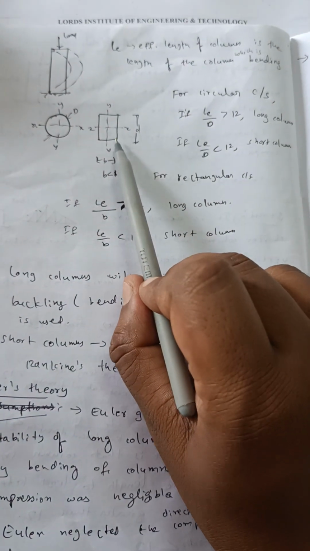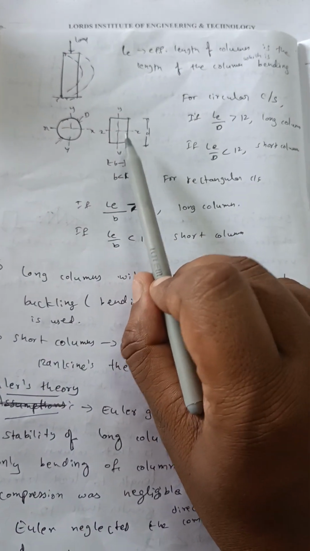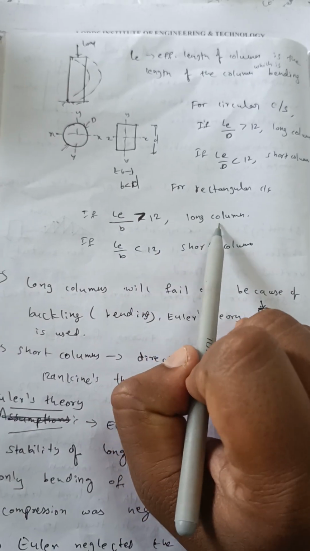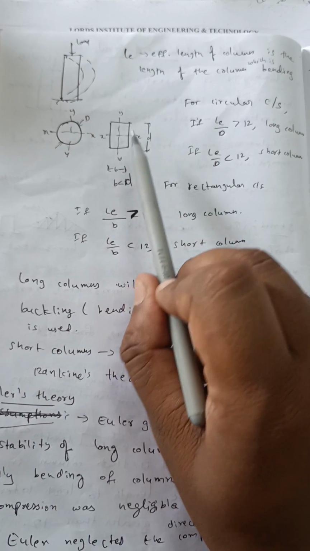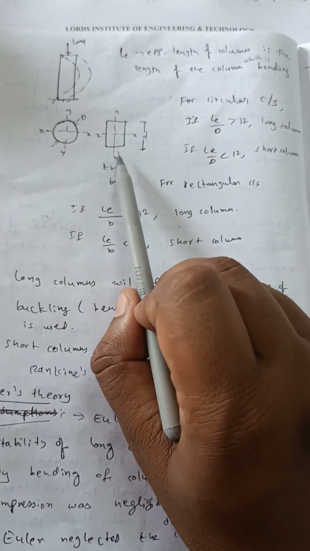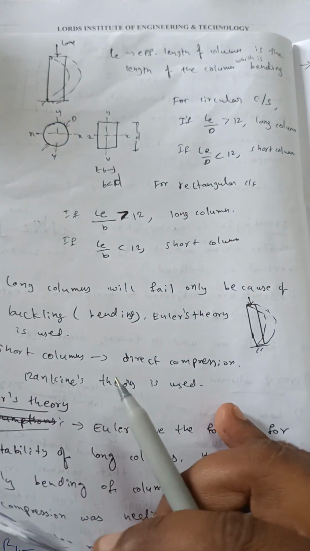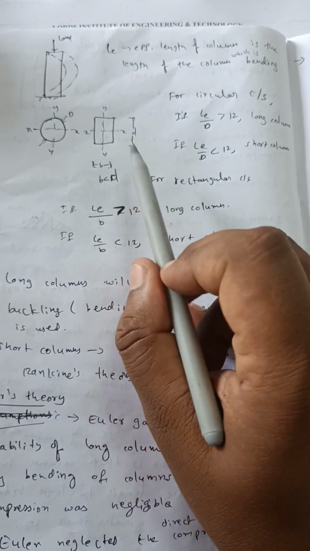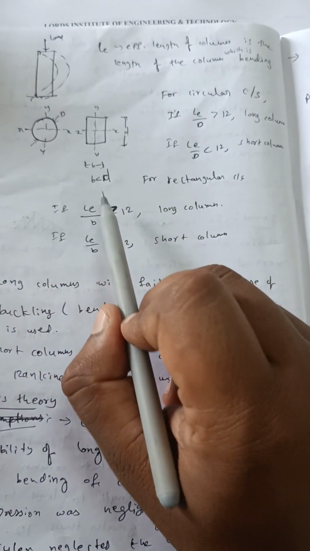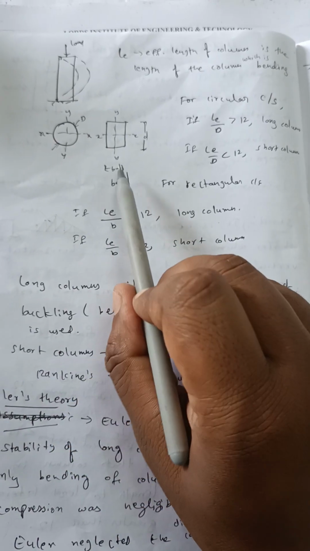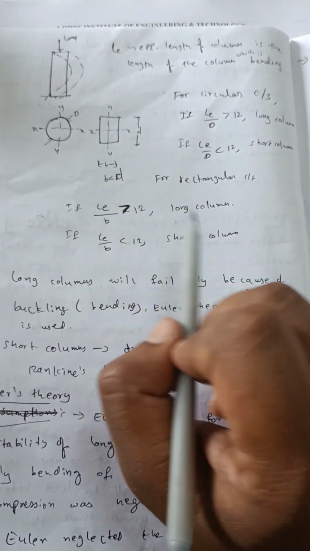For rectangular cross sections, if LE by B is greater than 12, it is called a long column, because here B is less than D, so B is the least lateral dimension. Therefore we have to take LE by B for the rectangular cross section. If LE by B is greater than 12, then it is called a long column. If LE by B is less than 12, then it is called a short column.